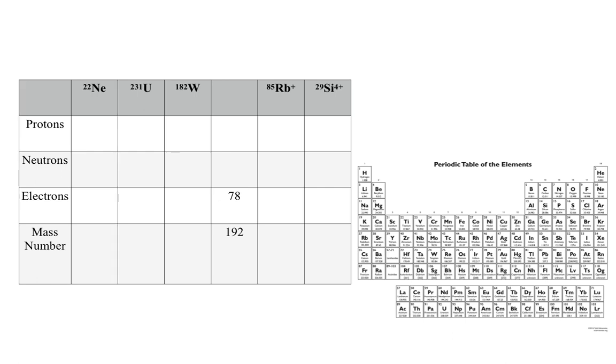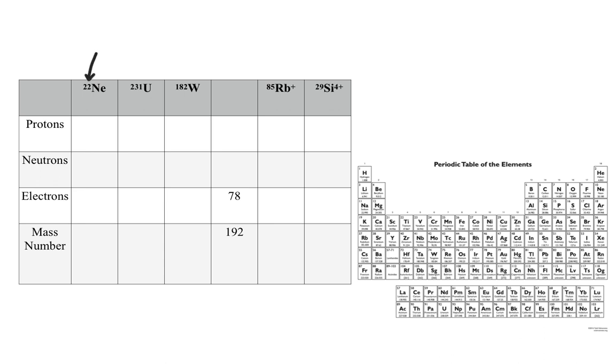So in this question, it asks you to complete the following table. This table asks about the protons, neutrons, electrons, and the mass number. I have a very small periodic table on the side so that we can look at things. So our first one is neon 22.